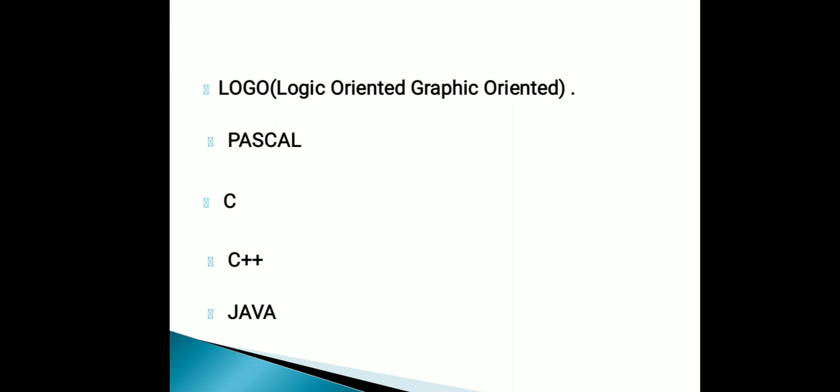Now I am going to discuss Logo. Logo stands for logic oriented, graphics oriented. This is also a simple procedural programming language. I discussed what procedural programming is already. It was designed for education. Who invented this? Wally Feurzeig and Seymour Papert designed this. When was it designed? It was designed in 1967.